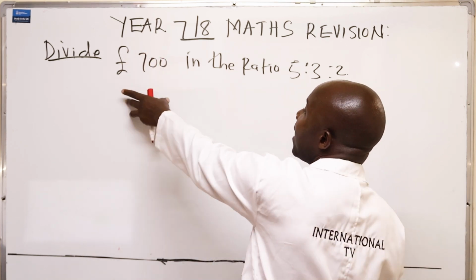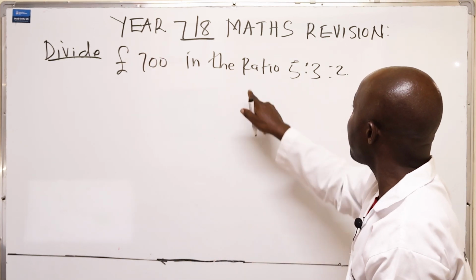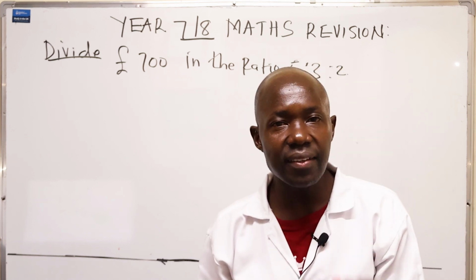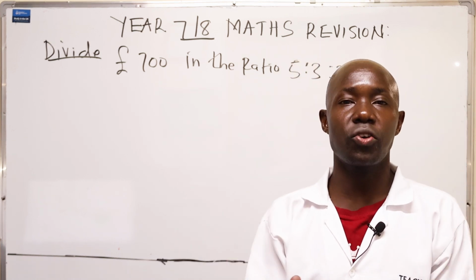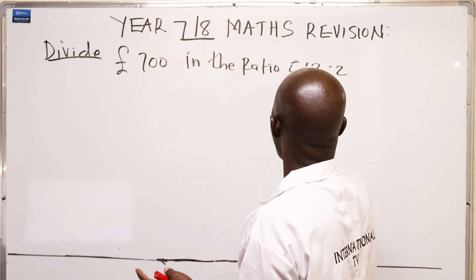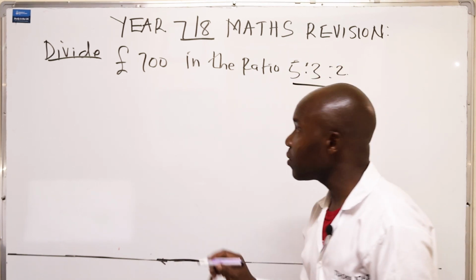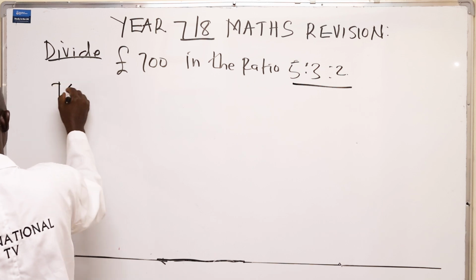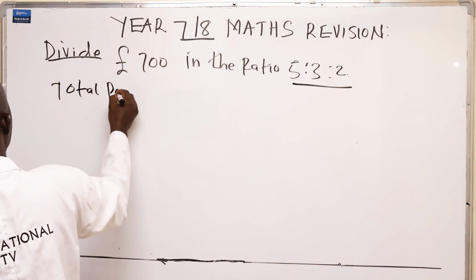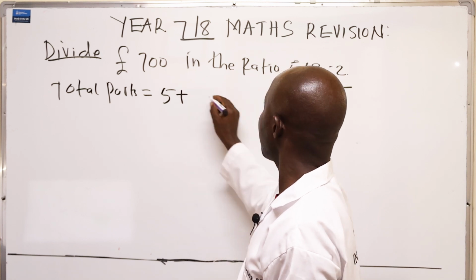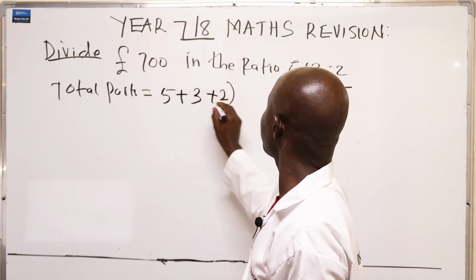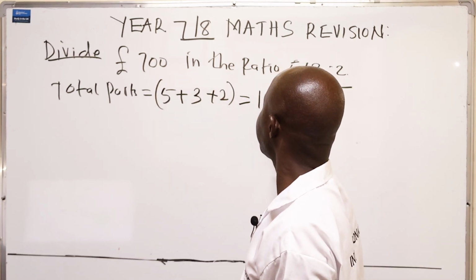Whenever you are dividing a certain quantity by a given ratio, the first step, as year 7 and 8 you are supposed to do, know the total. How do we get it? We have to add all the total parts. So you come and write, total parts will be 5 plus 3 plus 2. That provides 10 what? 10 parts.